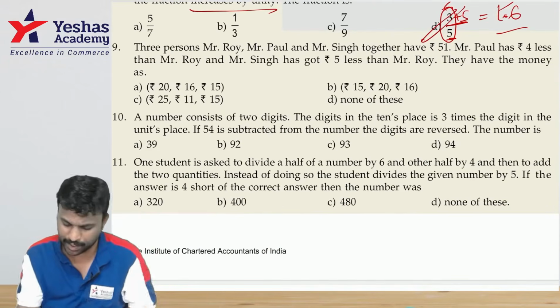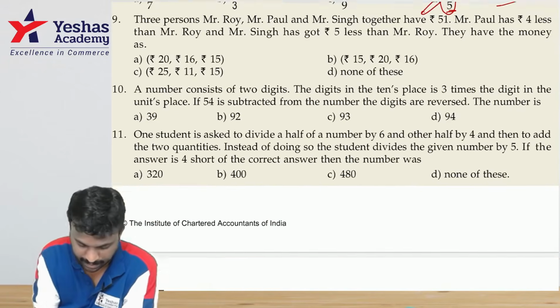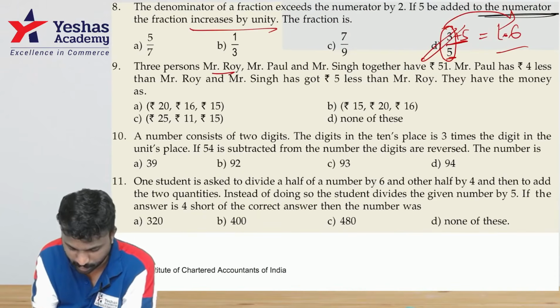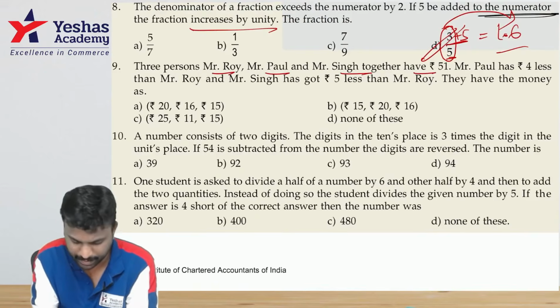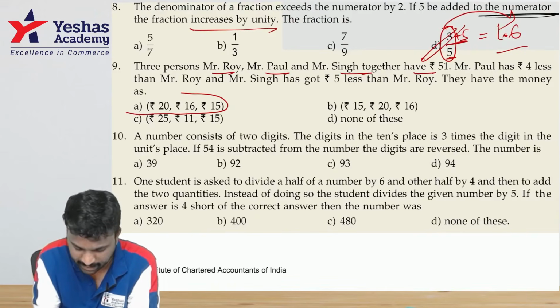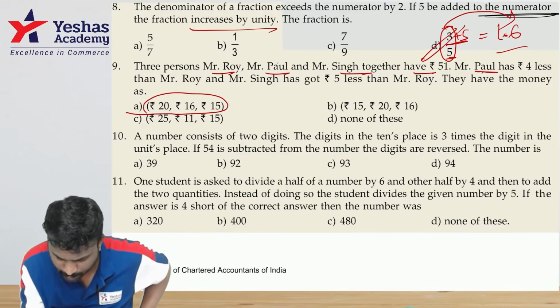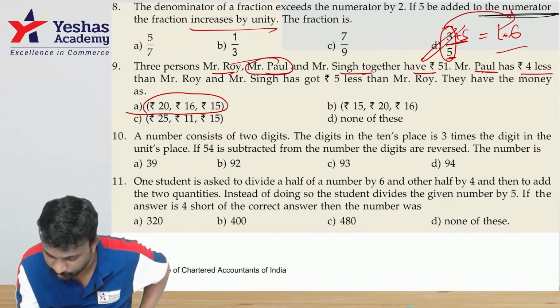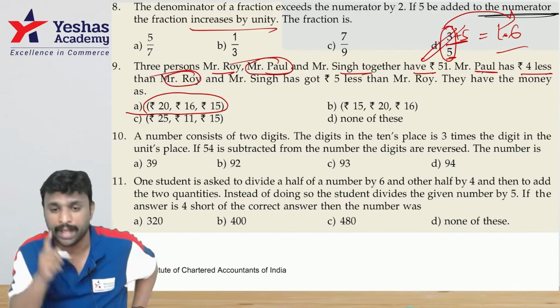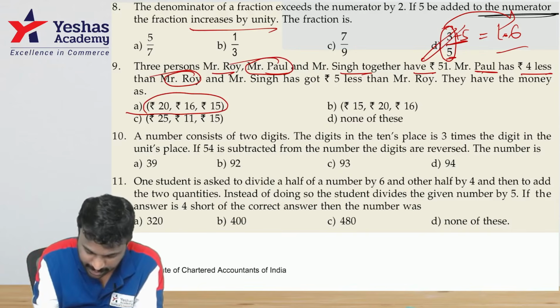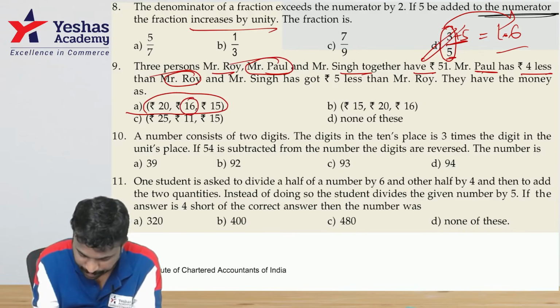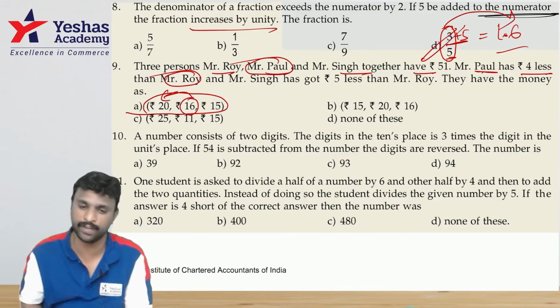Guys, moving on to the next question, question number 9. Three persons, Mr. Roy, Mr. Paul, Mr. Singh, together have 51 rupees. That means if I take the first option, if I add these 3, don't I get 51? Yes. Mr. Paul, the second person, has 4 less than Mr. Roy, the first person. You can clearly see the second person has 16, which is definitely 4 less than 20.